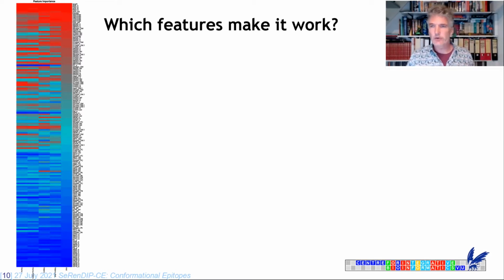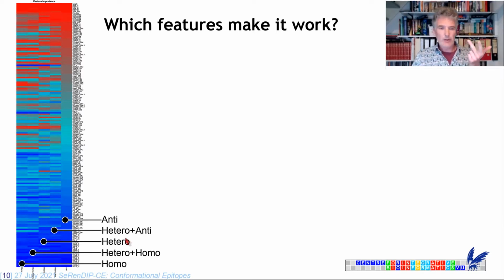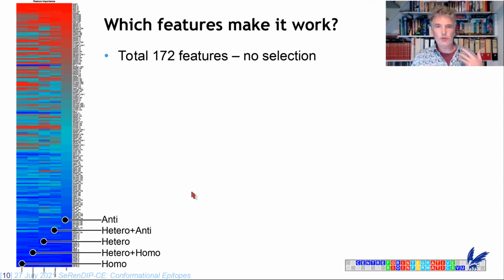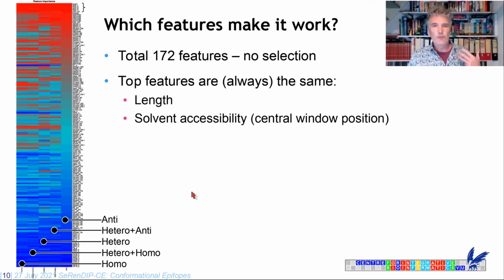We've used all 172 features. There's no feature selection needed for random forest models in general. I show here a heat map of the feature importance measured by Gini impurity for 5 different models. So the antibody trained, the hetero and antibody trained, and then the 3 old models, heteromeric, combined, and the homomeric. And then the top features, these 172 features. Top features are always the same for all of these models. That's sequence length, and I'll come back to that in the next slide, and solvent accessibility.